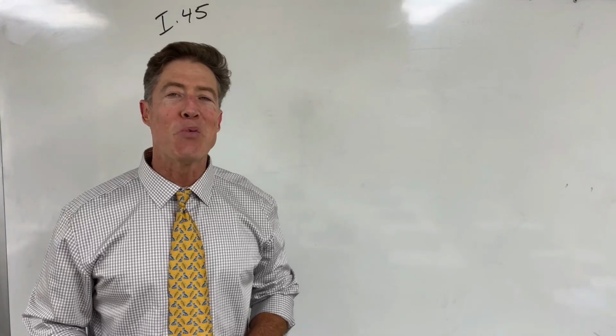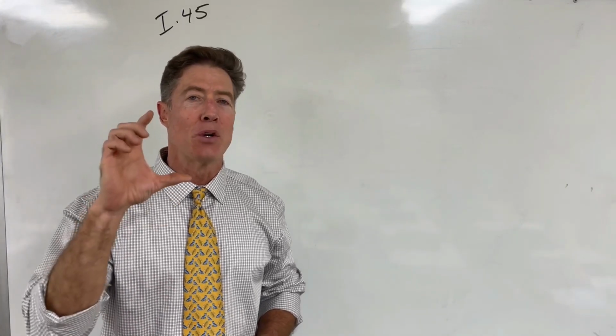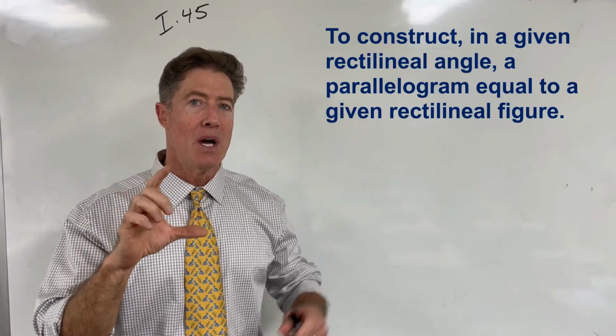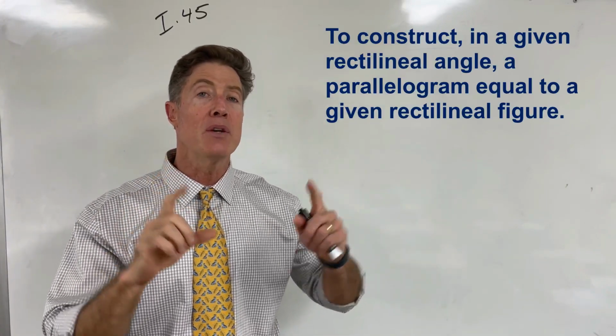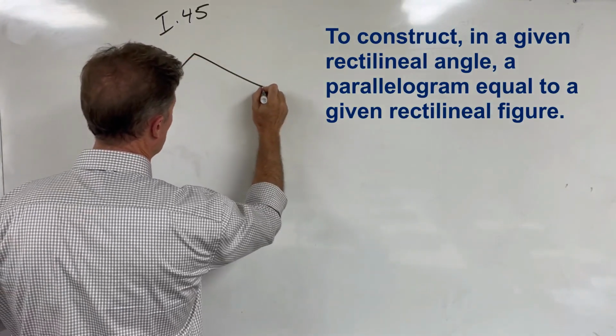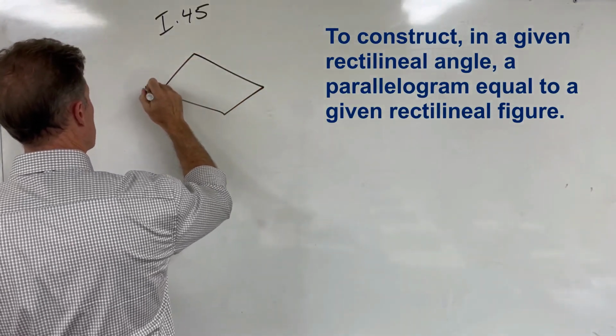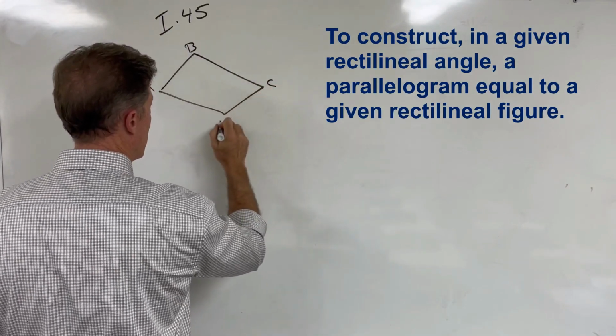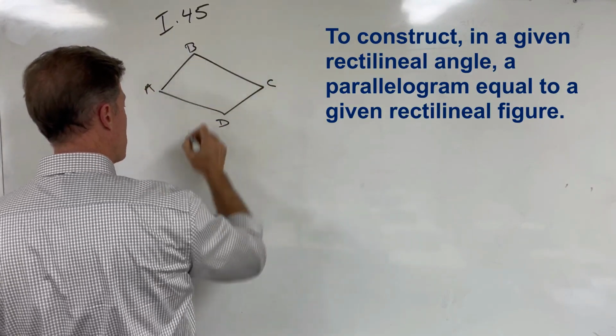Euclid's Elements, Book 1, Prop 45. To construct, in a given angle, a parallelogram equal to a given rectilineal figure. So let's have a given rectilineal figure. Okay, we'll call this ABCD. This is a quadrilateral, but it could be bigger than this.